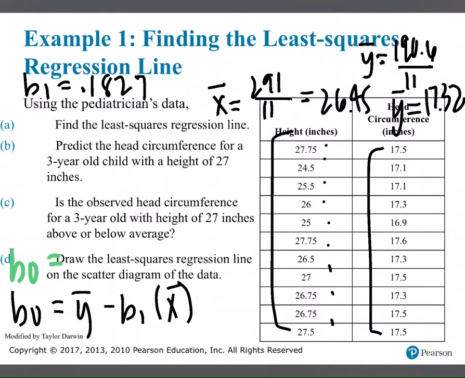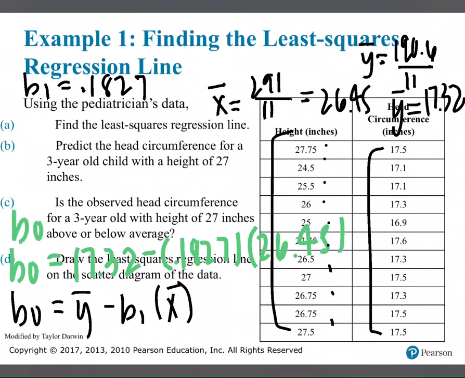b naught is 17.32 minus that b sub 1, 0.1827, times x bar, which is 26.45. When I simplify all that, I get b naught is 12.4941. And so now I have everything I need to have my equation.